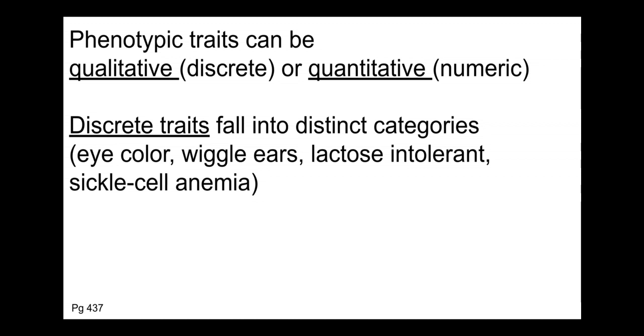So a discrete trait, they fall into separate categories. That could be eye color, the ability to wiggle the ears, whether you're lactose tolerant or intolerant, whether you have sickle cell anemia or not. Those are discrete traits. Those are basically all yes or no, have or don't have.